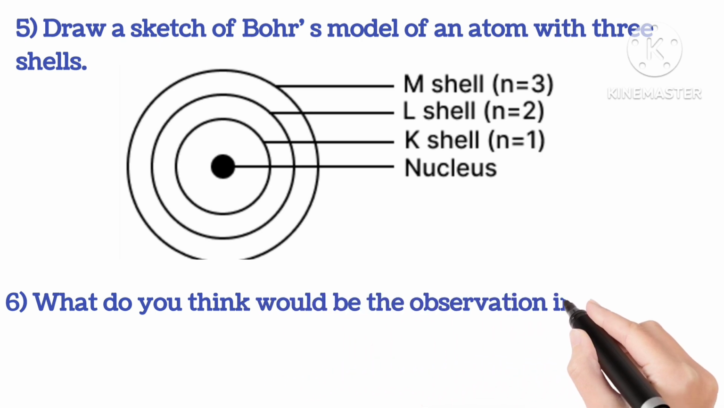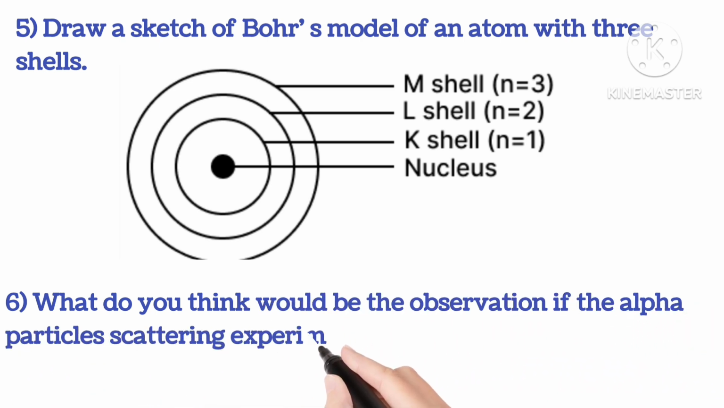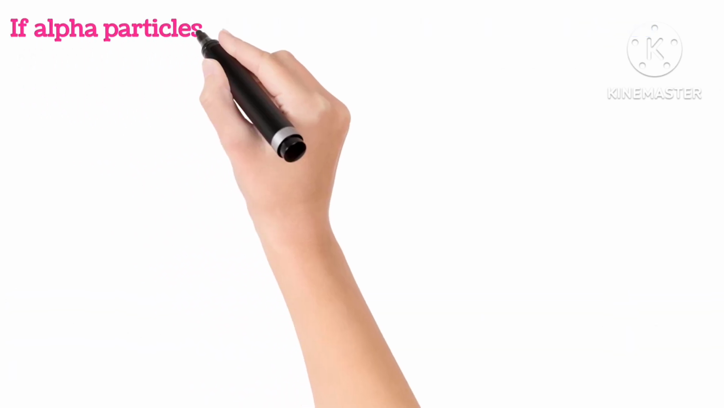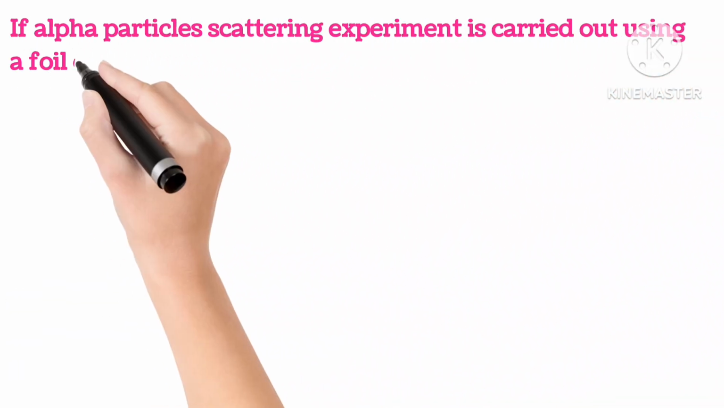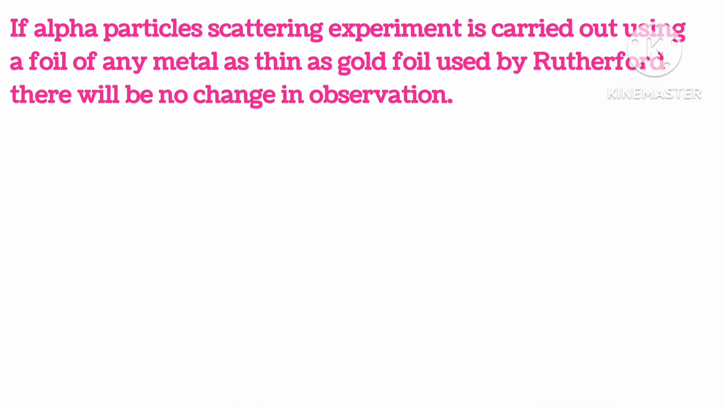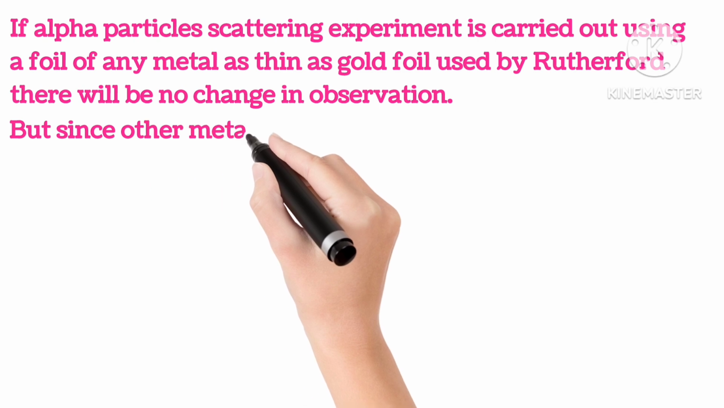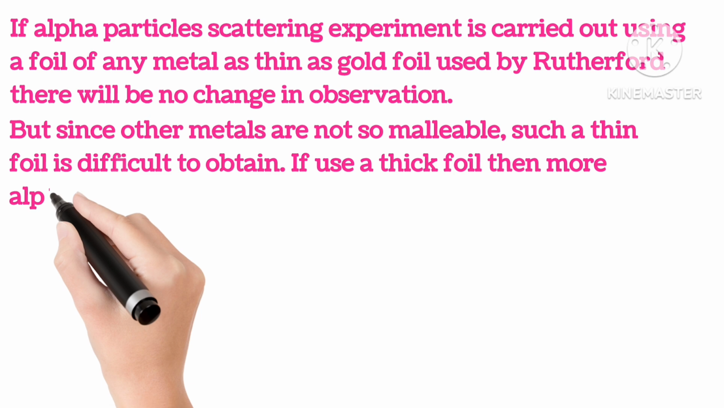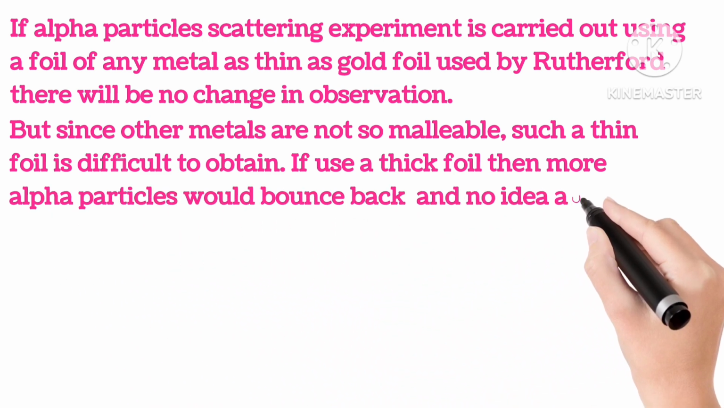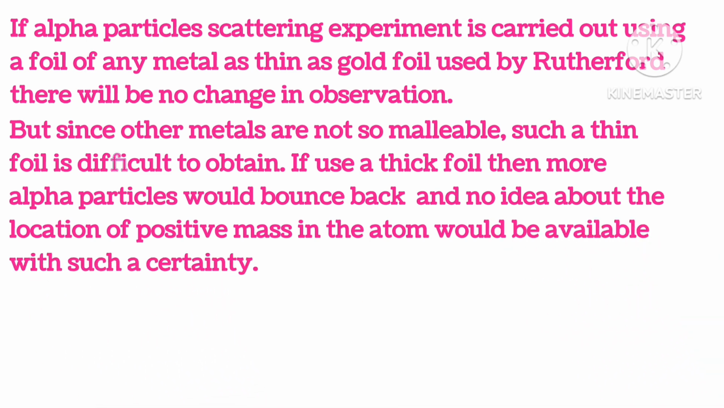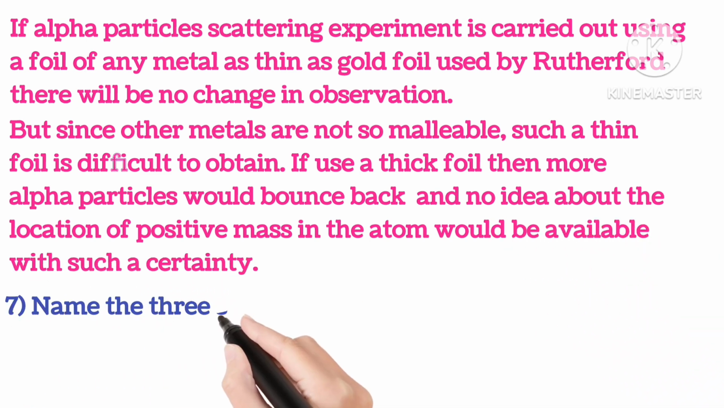What do you think would be the observation if the alpha particle scattering experiment is carried out using a foil of metal other than gold? If the alpha particle scattering experiment is carried out using a foil of any metal as thin as the gold foil used by Rutherford, there will be no change in observation. But since other metals are not so malleable, such a thin foil is difficult to obtain. If we use a thick foil, then more alpha particles will bounce back and no idea about the location of positive mass in the atom would be available with such certainty.